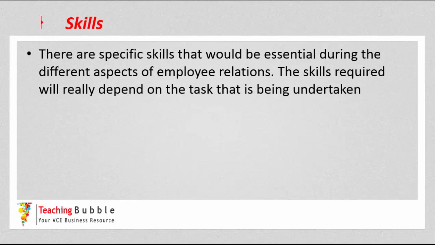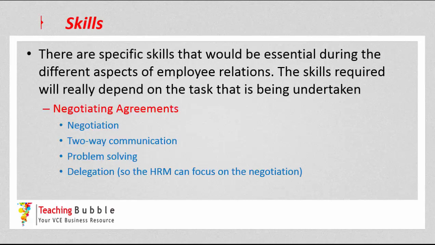Now, it really depends on the task that's being undertaken. Is it negotiation of an agreement? Is it dispute resolution? Or is it implementing an agreement? And as a result, there's different sorts of skills involved in each one of those tasks, and we're going to look at each area. So, we're looking at the role of the human resource manager here, where in a previous video we went through three areas: negotiating an agreement, implementing an agreement, and then dispute resolution. And we'll look at the different skills involved in those particular areas.